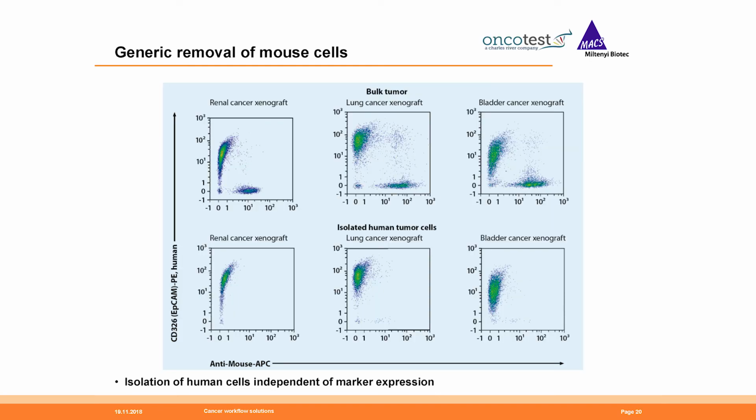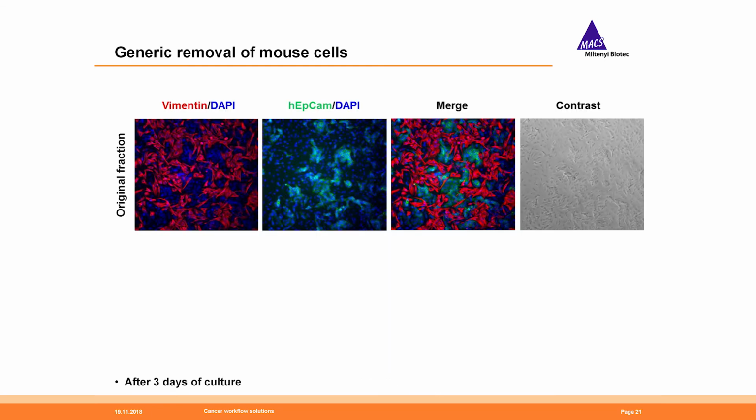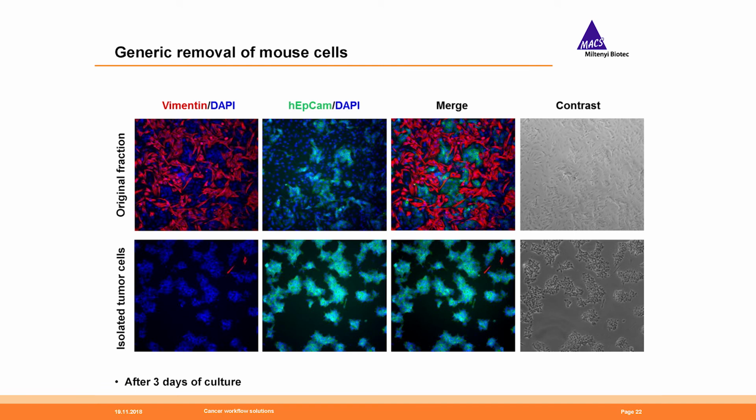Of course, we've tested this on multiple tissues. So here we have renal, lung, and also bladder cancer. Again, you have the original fraction where you see that all cells are still present, and then your isolated EpCAM-positive tumor cells. This is what it looks like when you go through the microscope. Again, we stained Vimentin with red. We have the EpCAM in green, and also the merged picture would look like this. So this is your starting material of your single-cell suspension, and when you isolate, you get your pure tumor cells. So basically, you're not getting a bias from everything else that's in there.